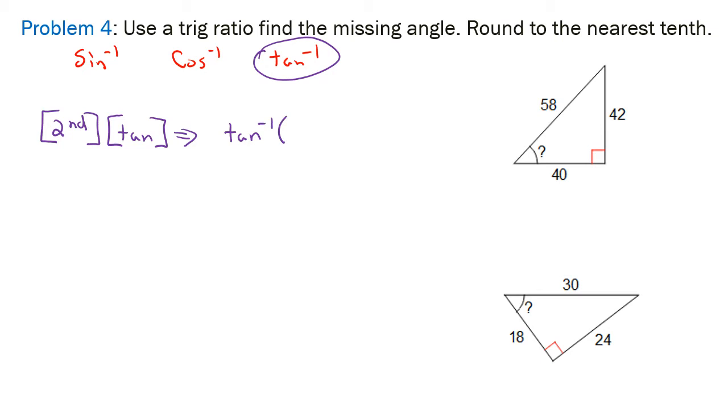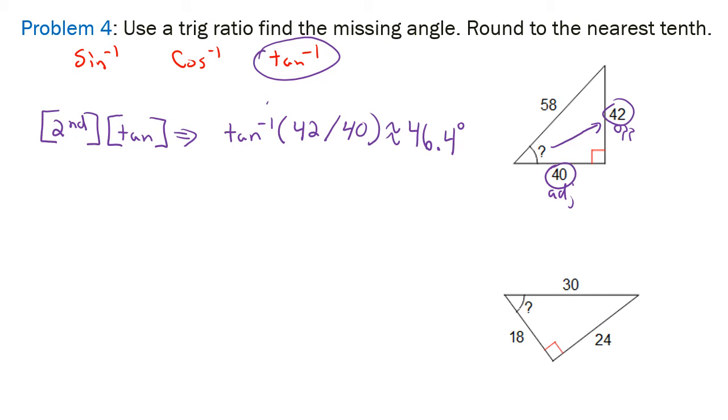Now remember, tangent is the opposite side over the adjacent side. So I'm going to have these two numbers. Opposite side on top, divided by the adjacent side, and you're just going to type that into the calculator. So we're going to hit second tangent, 42 divided by 40, close my parentheses, and I'm going to get 46.4 when I round to the nearest tenth. So that angle, where the question mark is, is 46.4 degrees.